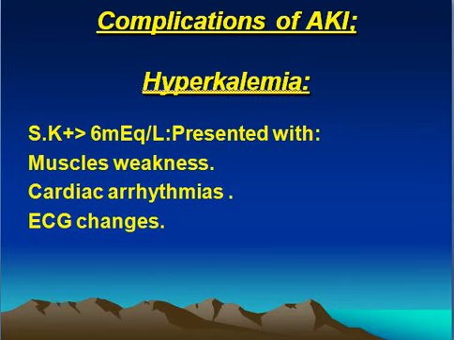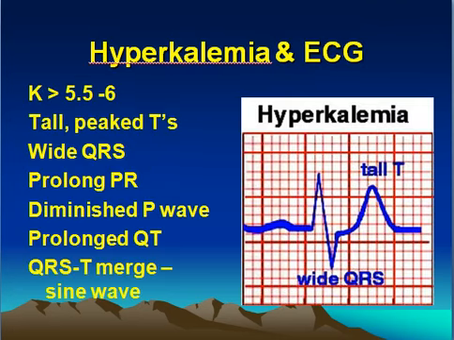Complications of acute kidney injury. Complications include hyperkalemia, when the serum potassium level is more than 6 milliequivalent per liter, and it presents with muscle weakness, cardiac arrhythmias, and ECG changes. This figure shows the changes in ECG that occur in hyperkalemia: a peaked tall T wave, prolonged QRS complex, prolongation of the PR interval with diminished P wave, and prolonged QT interval.